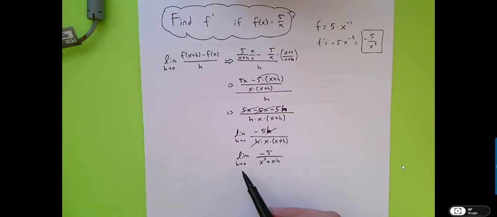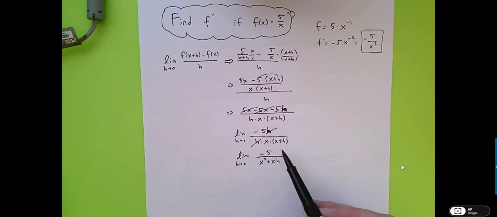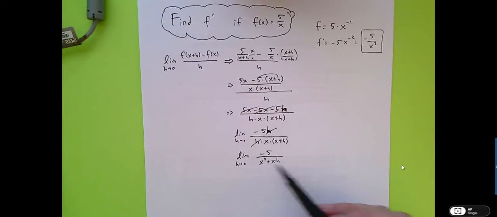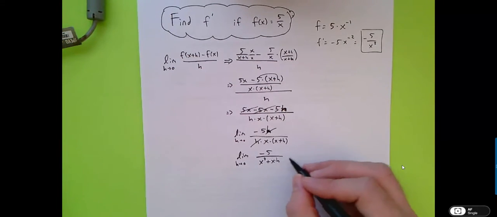So we can use the limit law that the limit of the entire expression is the limit of the numerator over the limit of the denominator, provided that the limit of the denominator does not equal 0. Well, since 0 isn't in the domain of this function anyway, we know x is not going to be equal to 0. And as long as x doesn't equal 0, if h goes to 0, the denominator is going to be some real number that's not 0, so that's all safe.